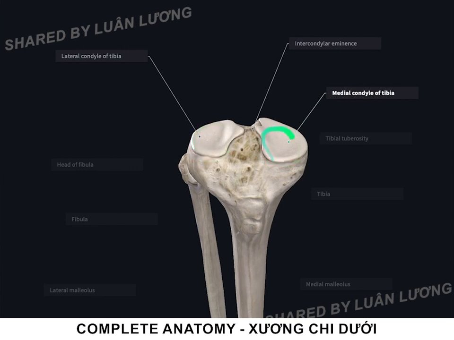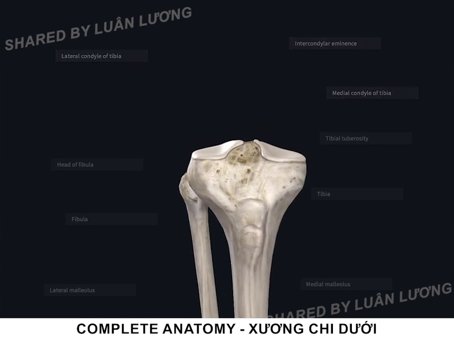And you may recall that the femur actually had condyles as well. And where the two condyles meet, this is where the bones articulate to create movement. Now, between the two tibial condyles, we have an extension of bone known as the intercondylar eminence.